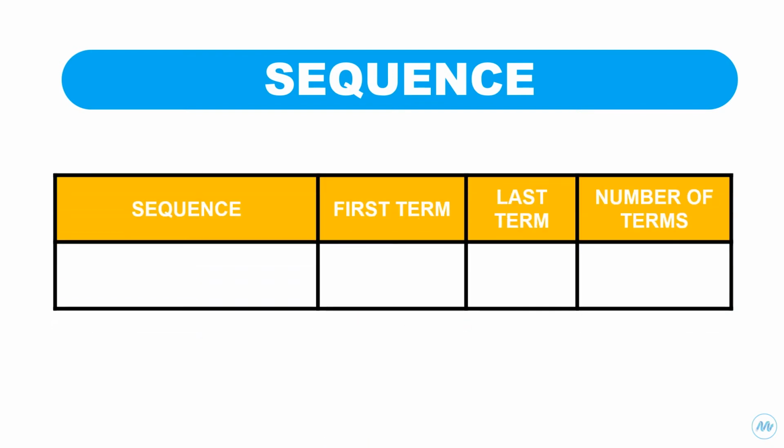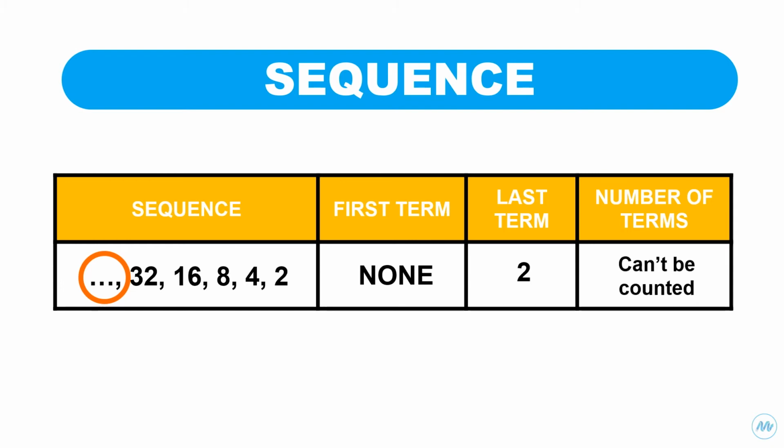This next sequence started with an ellipsis. This indicates that it has no first term, but the last term 2 is specified. Thus, the number of terms cannot be counted, which means that this sequence is an infinite sequence.